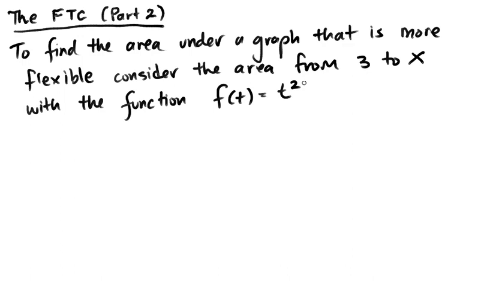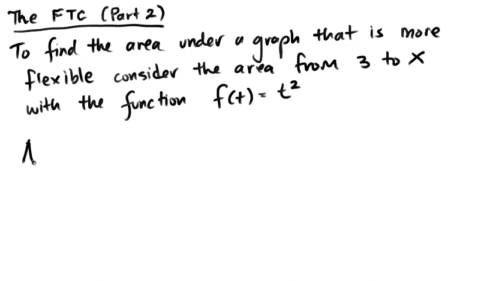Okay, to find the area under a graph, that's what we've been doing with integration and a lot of the things in this unit. But to find the area under a graph that's a little more flexible, a little more open, consider the area from 3, so it's like a definite integral, but up to x. I don't know how far to go. And we'll take a relatively easy function. We'll use f of t is equal to t squared. I don't use x because I've used x as my upper limit. Let's just take a look at what that would look like.